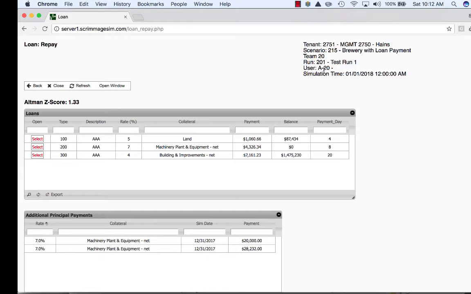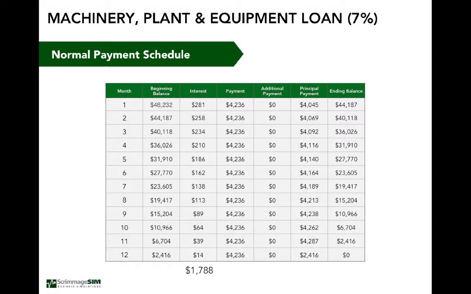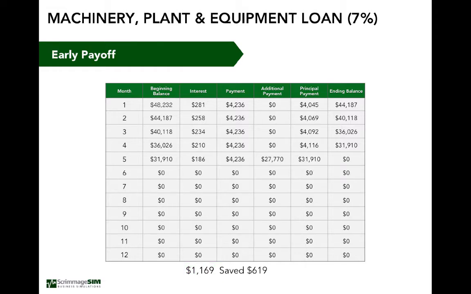As an example, the machinery, plant, and equipment loan is the highest interest loan that ArborCrest has. This loan is nearly paid off and will be close to being paid off at the end of the year. Over the year of the simulation, without any additional payments to principal, $1,788 will be paid in interest expense. If this loan is paid off early with a payment of $27,770 in May, no more payments are made on the loan and no more interest is paid. Interest will be reduced by $619.